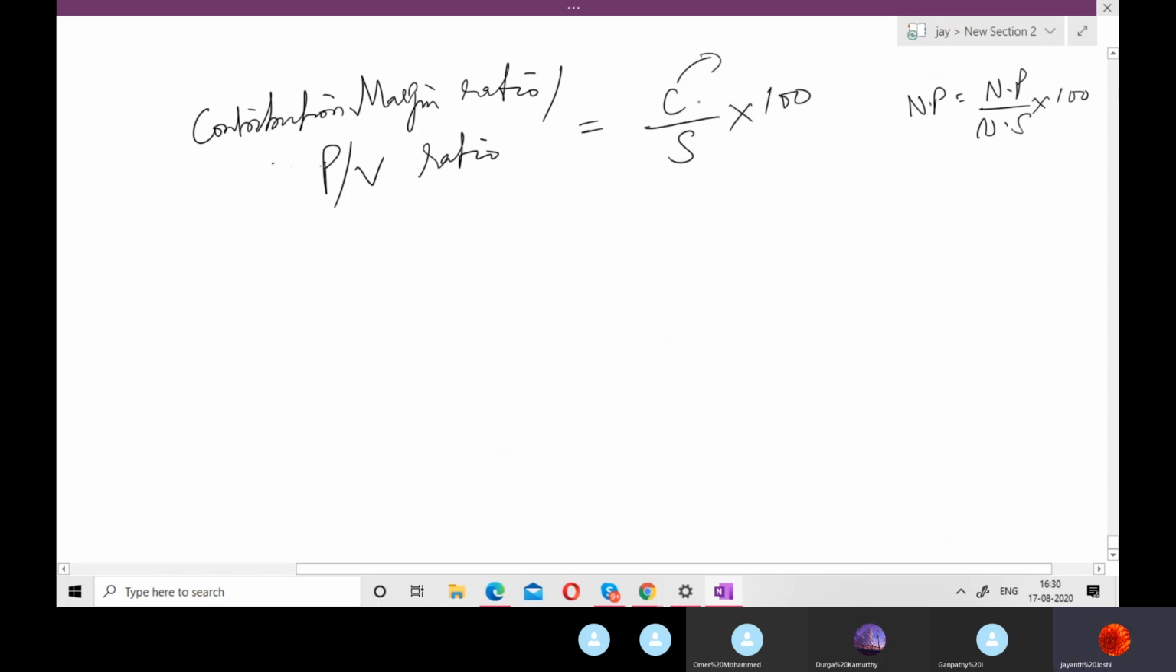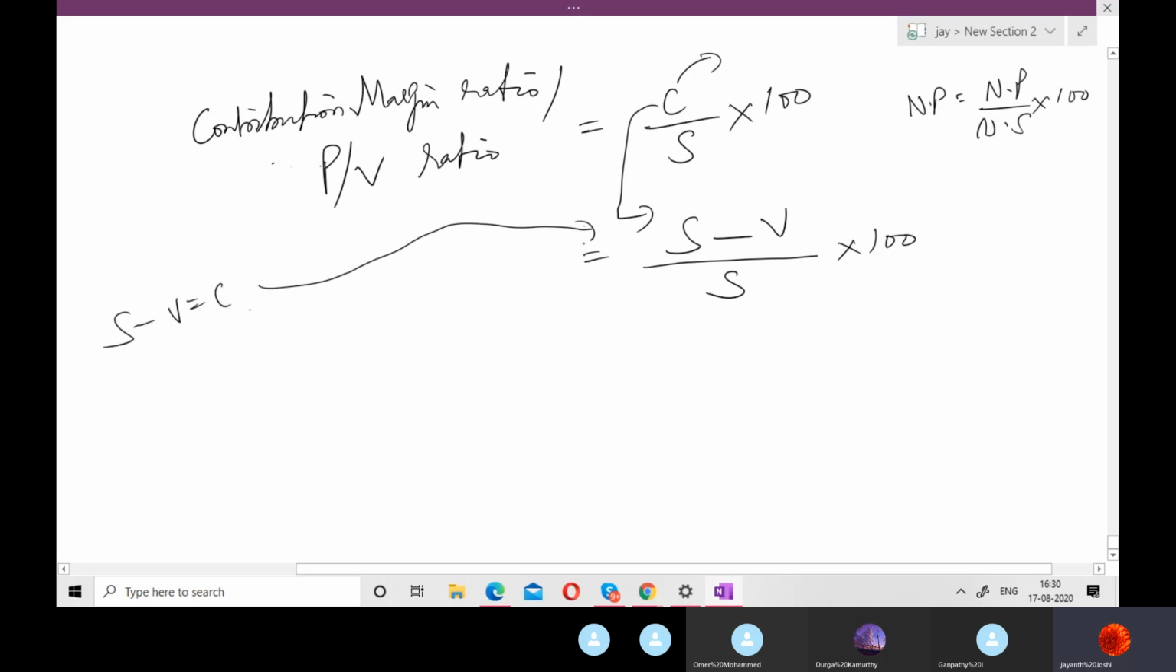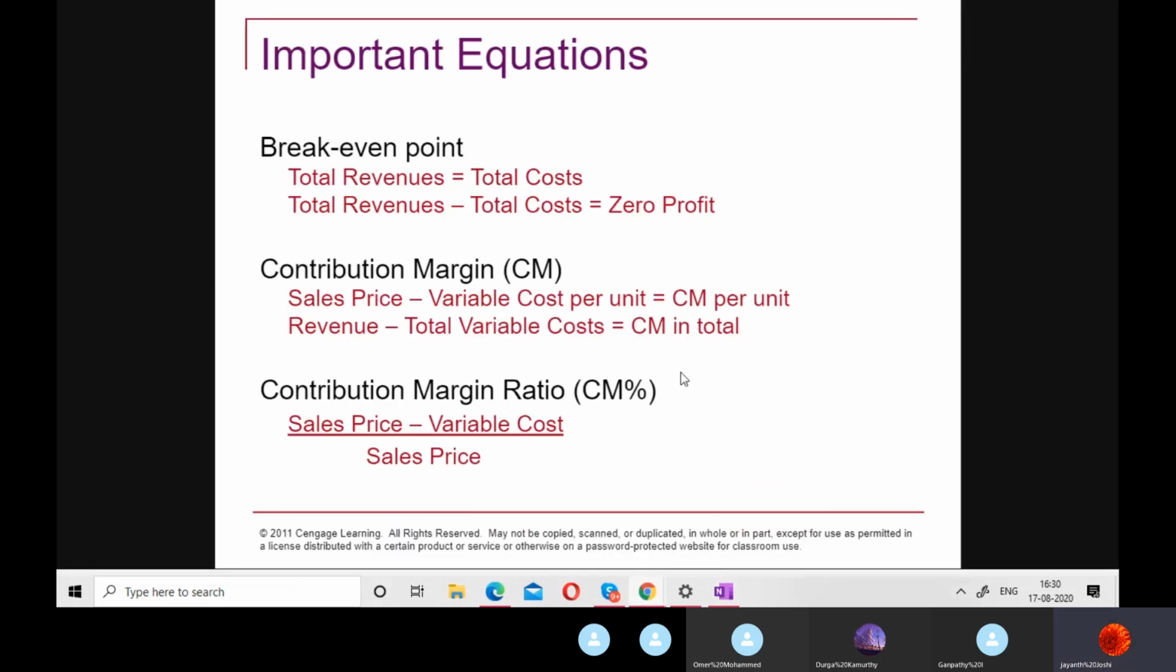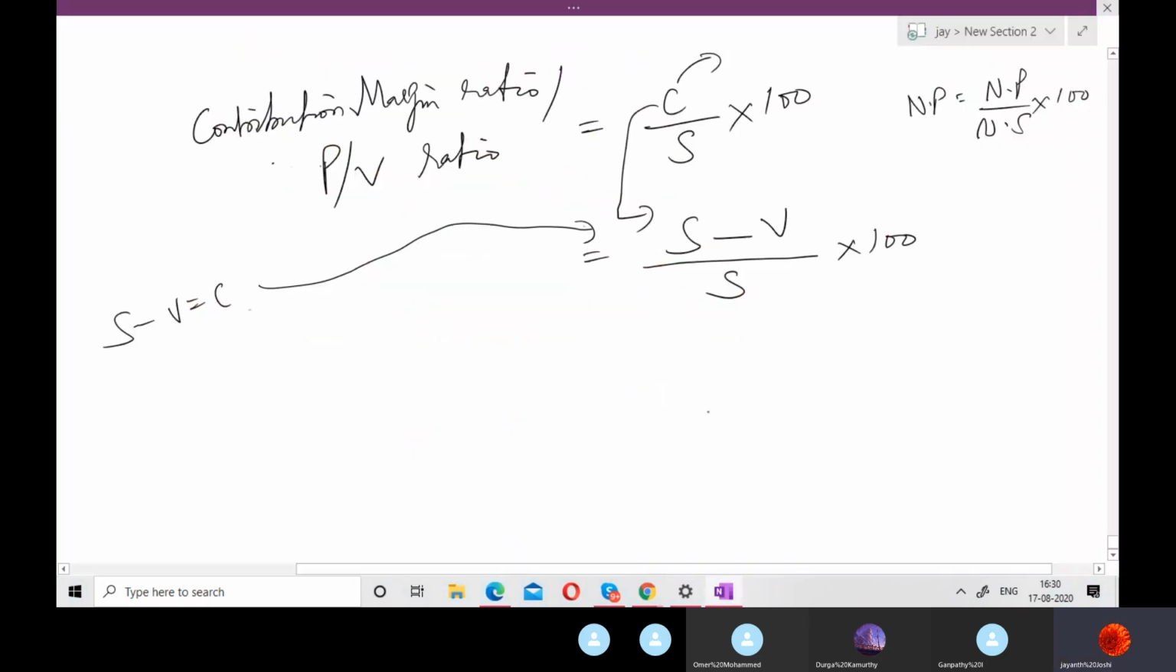What is contribution? Contribution can also be written, since you already know the equation, as sales minus variable cost by sales into 100. Because sales minus variable cost is contribution. This is the PV ratio's formula. Okay, now next point.